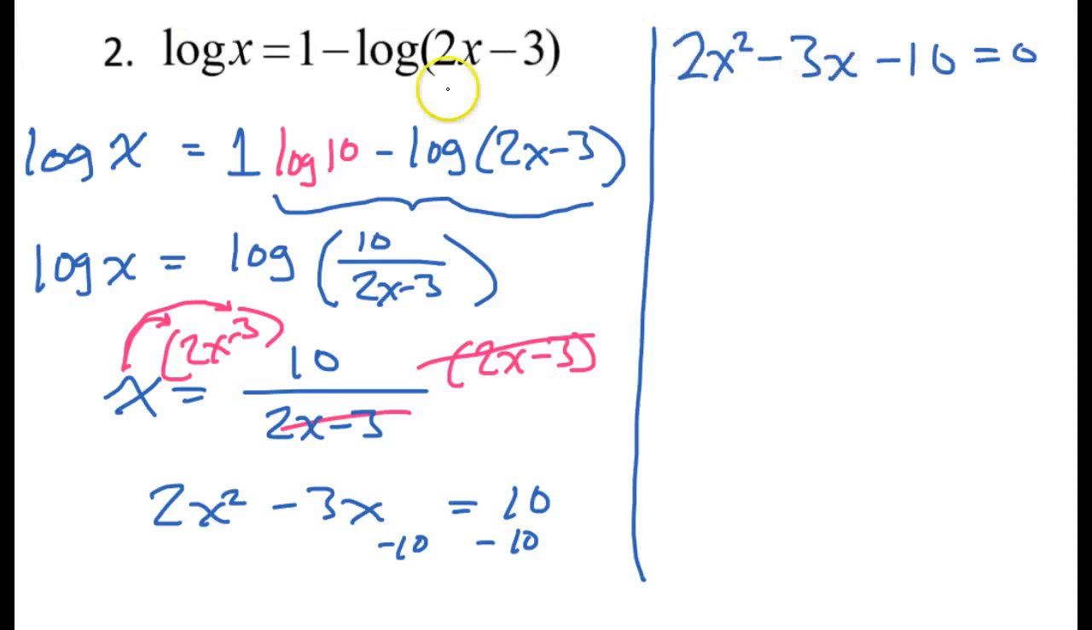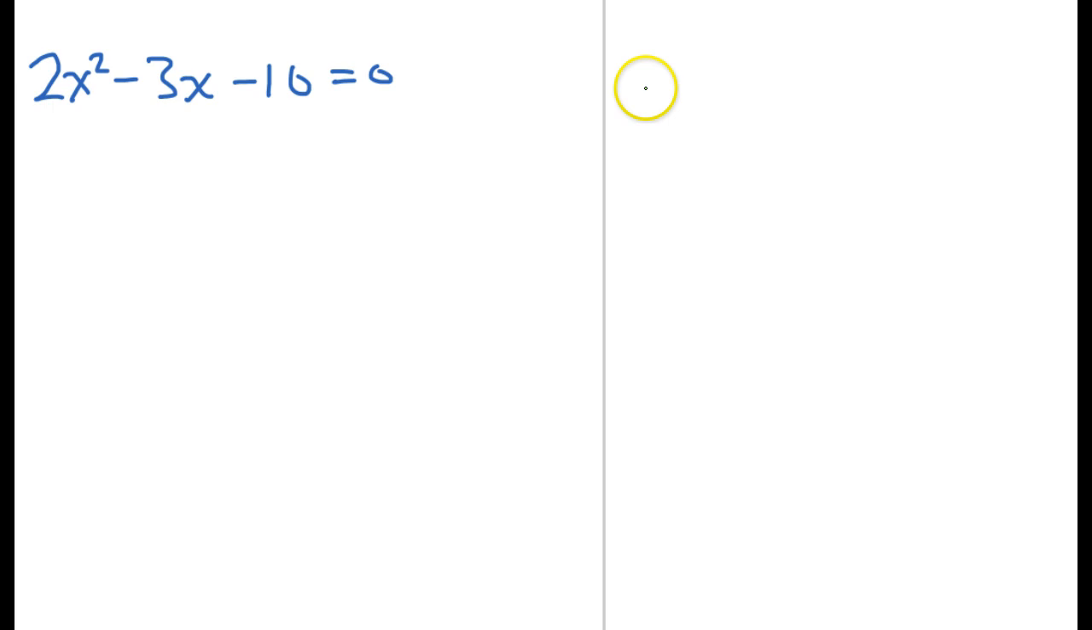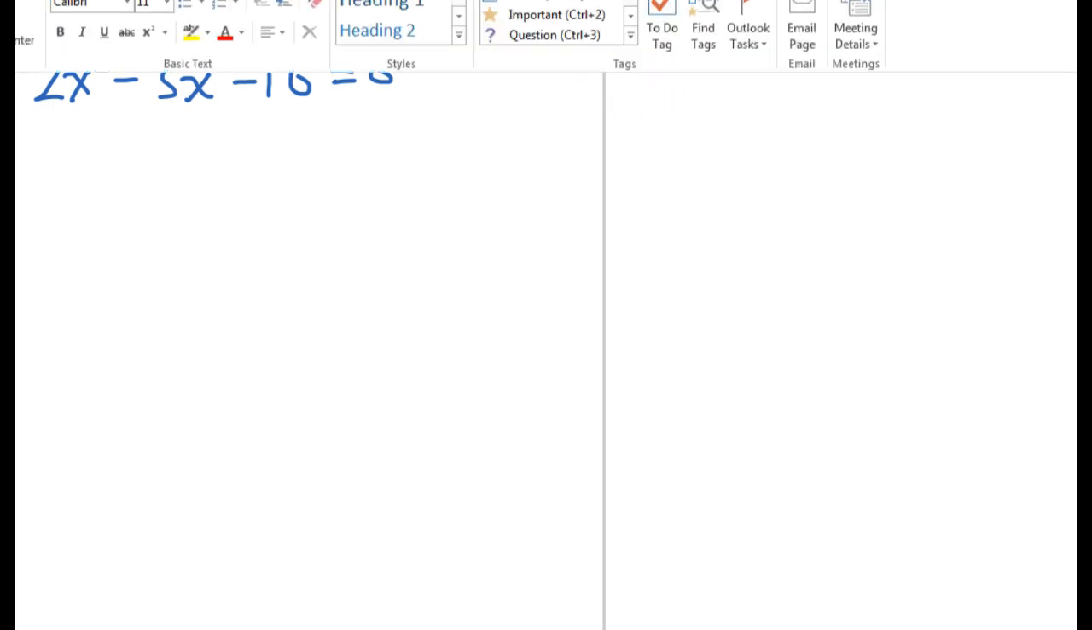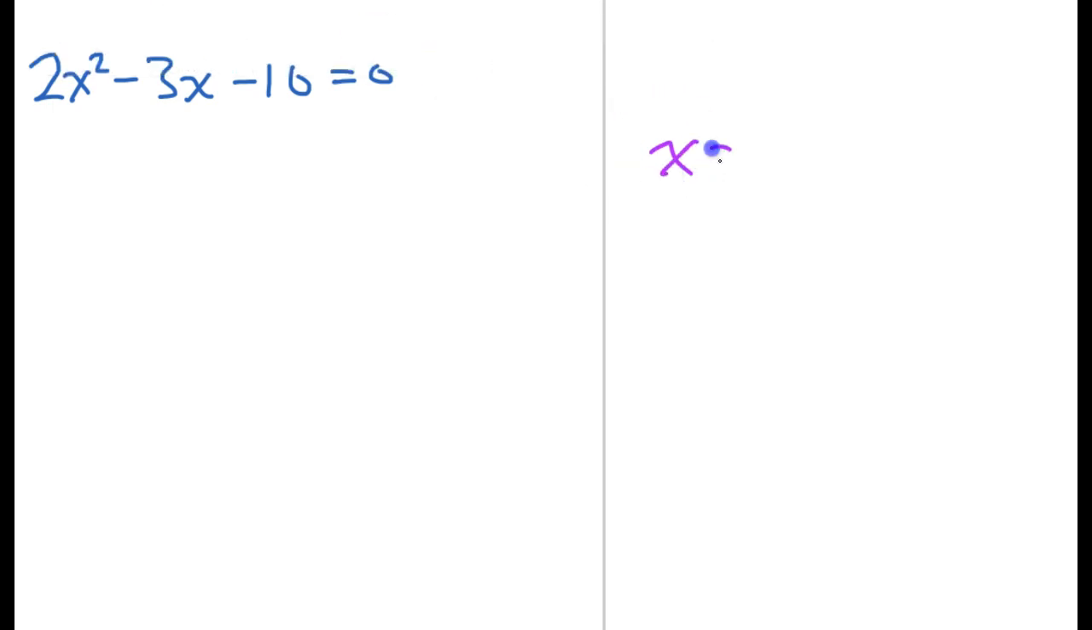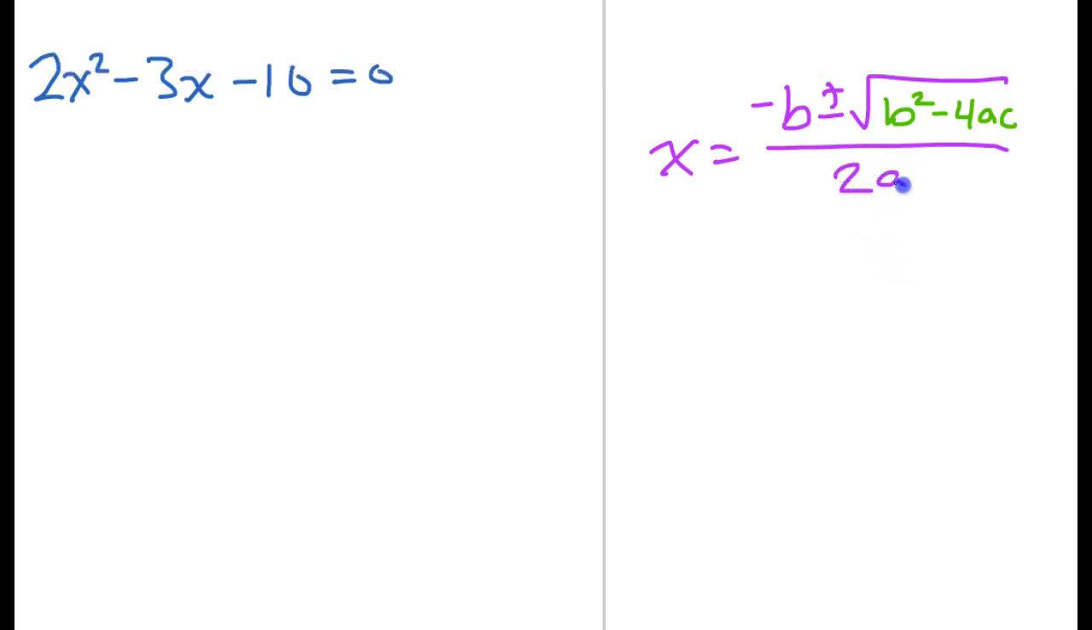So for starters, anytime I do the quadratic formula, I like to do the discriminant first. Just to remind you, the quadratic formula works like this. x equals the opposite of b plus or minus the square root of, and then under the square root we have b squared minus 4ac, all over 2a. That's the quadratic formula. The b squared minus 4ac part is called the discriminant. So I recommend that you find that first.